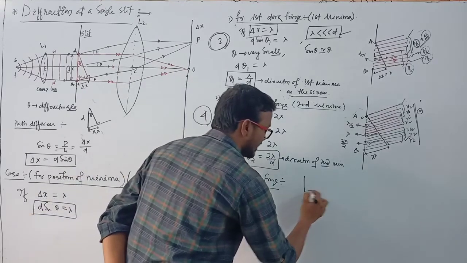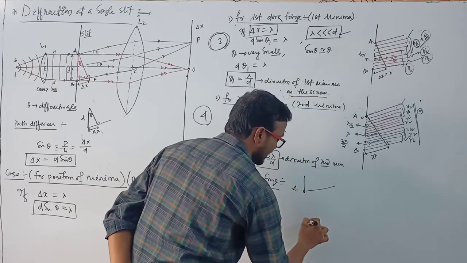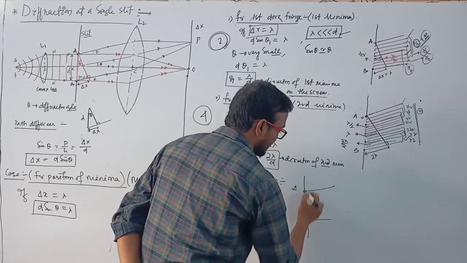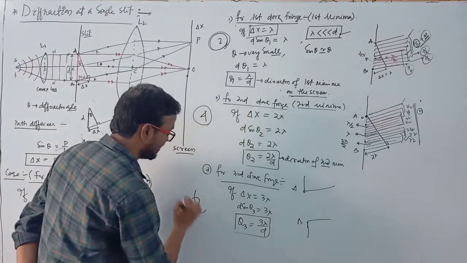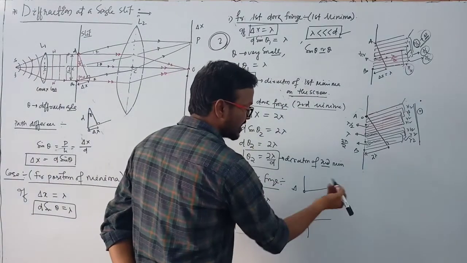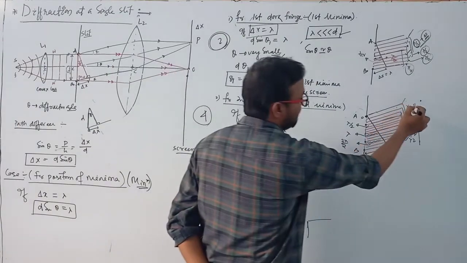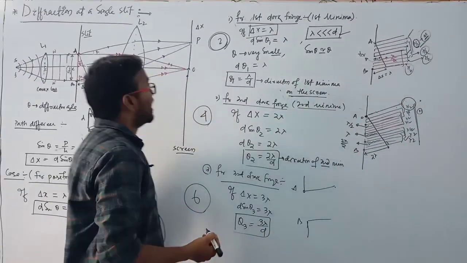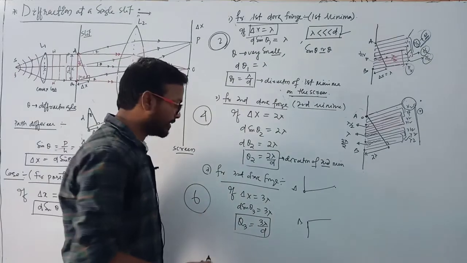And now we have to divide this slit. This point is A and this point is B. We divide it into 6 parts, 2, 4, 6 in this way, and each corresponding ray makes a path difference of lambda by 2 at point P. So we get destructive interference.